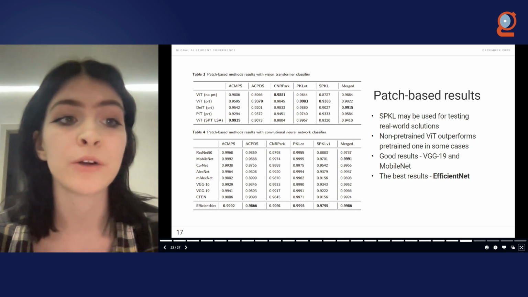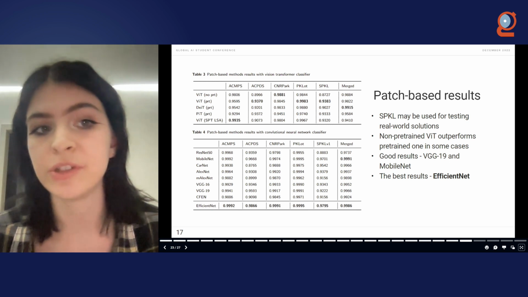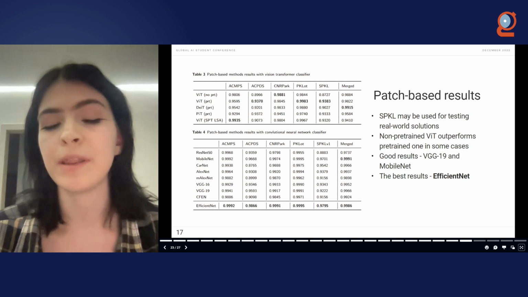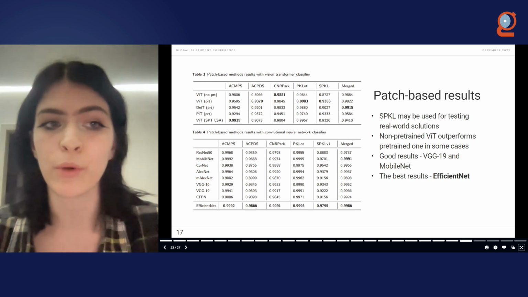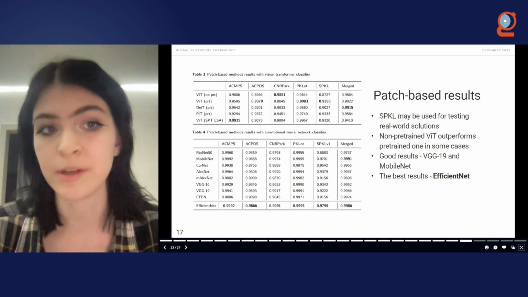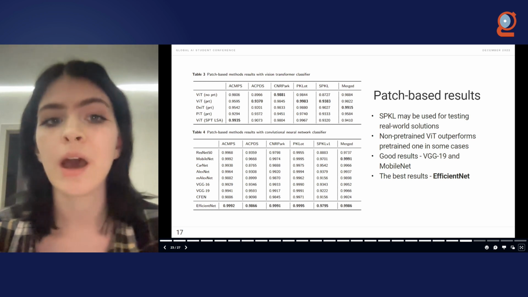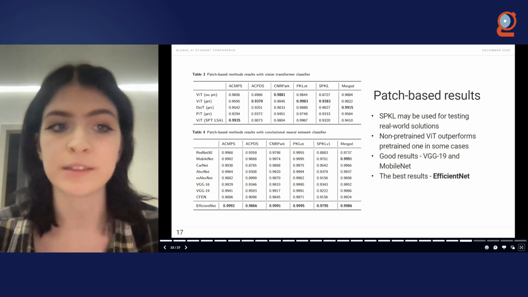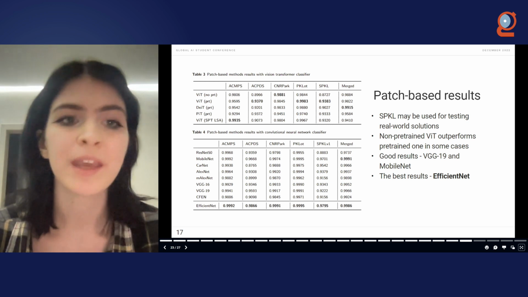As you can see, good results were shown by the VGG19 and MobileNet models, but the highest ones overall were achieved by our version of EfficientNet. It can be assumed that the scaling system allows it, obviously.